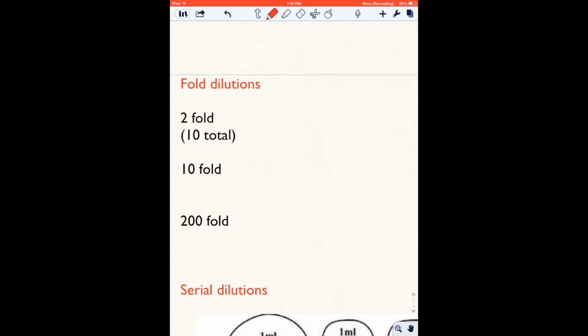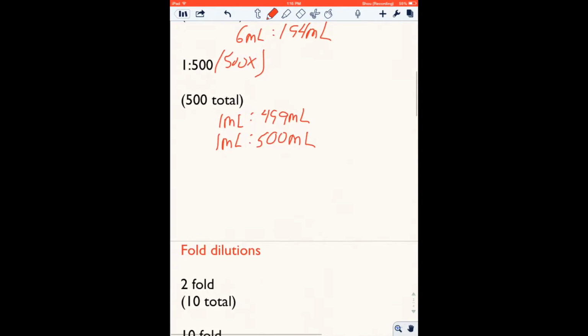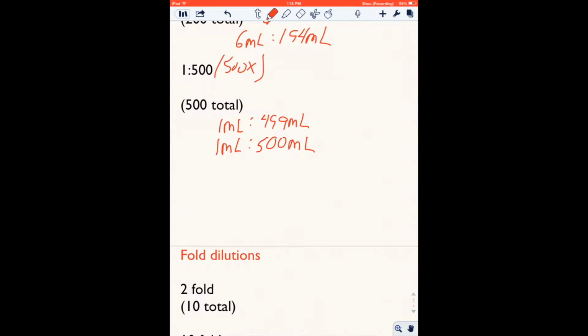So we've already touched on calling dilution factors folds, as you guys can see up here. A very common fold dilution is a 2-fold or 2x.